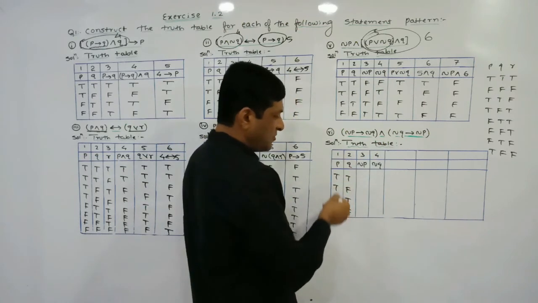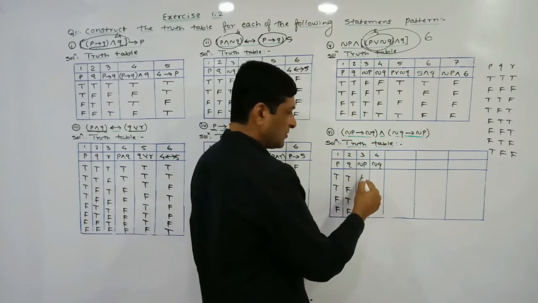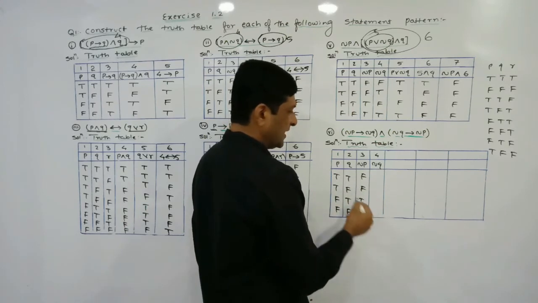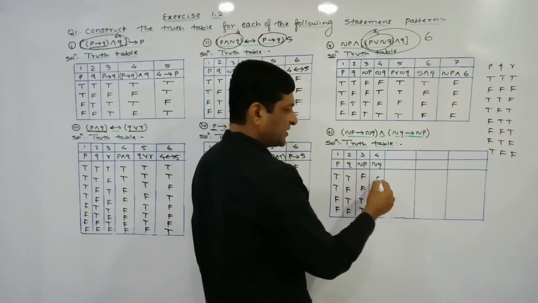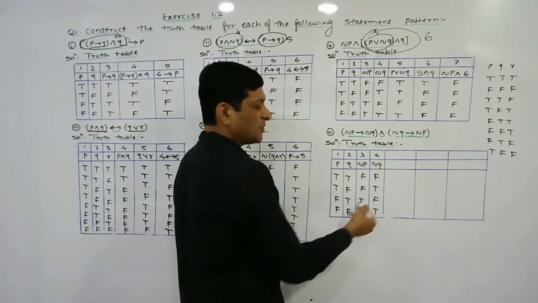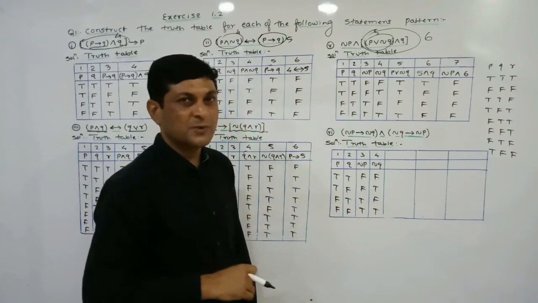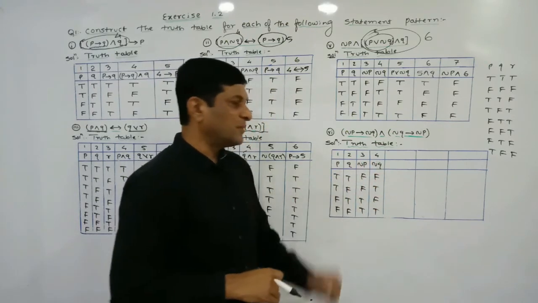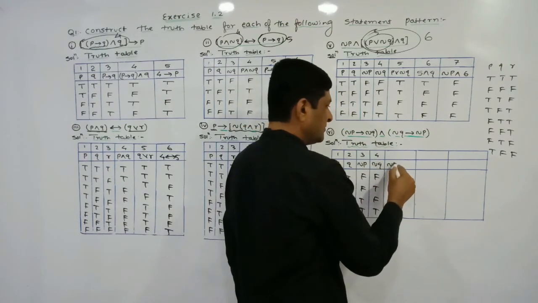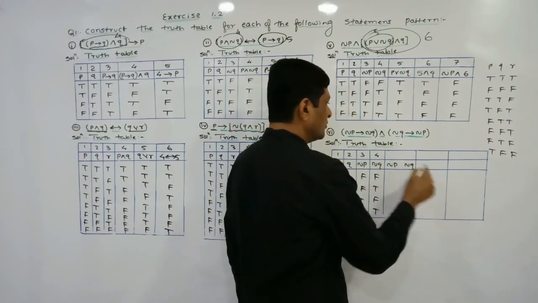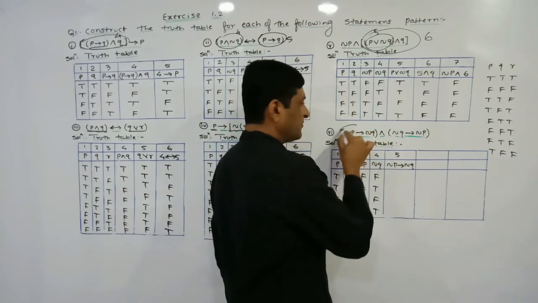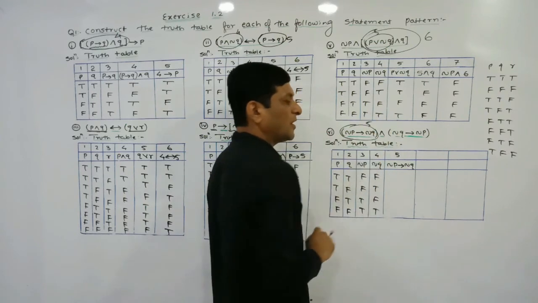So from the truth value of P we will get its negation. Negation of true is false, again negation of true is false, and negation of false will be what? True. Find out negation of Q from its truth value: false, true, false, true, because negation of true is false and negation of false is true. Once the truth values of these two statements are known to us, now we are connecting these two statements, negation P and negation Q, by which logical connective? Implication. Denote this column by column number 5.